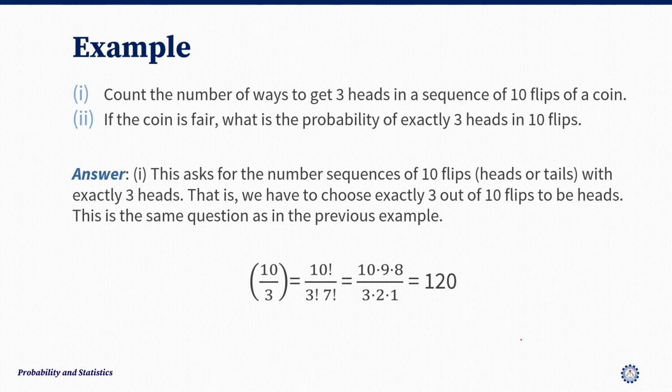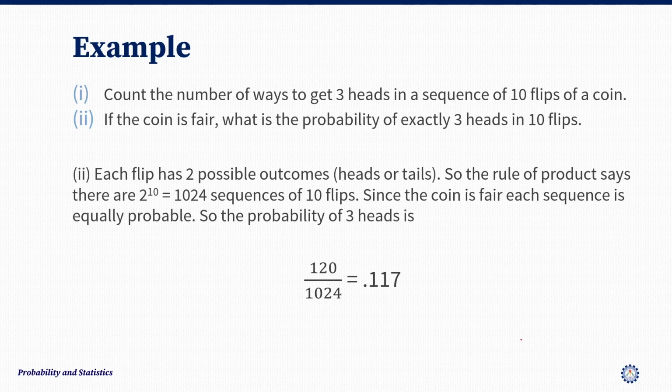Another example, let's say for instance, we'll count the number of ways to get 3 heads in a sequence of 10 flips of a coin. This asks for the number of sequences of 10 flips, heads or tails, with exactly 3 heads. So we have to choose exactly 3 out of 10 flips to be heads. This is the same question as in the previous examples. We have 10 choose 3, which is 10 factorial divided by 3 factorial times 7 factorial. We simplify the equation. We cancel out 7 factorial, which results in 10 times 9 times 8 over 3 times 2 times 1, which is equal to 120.